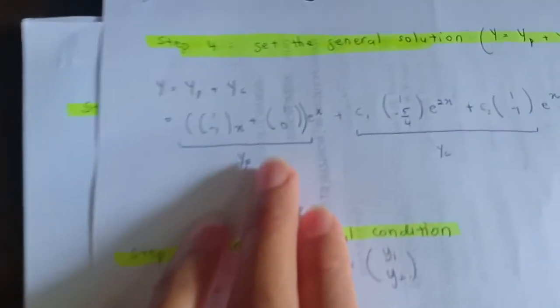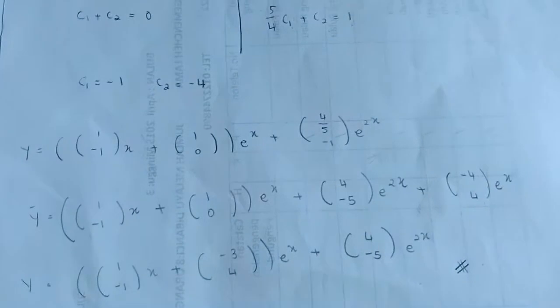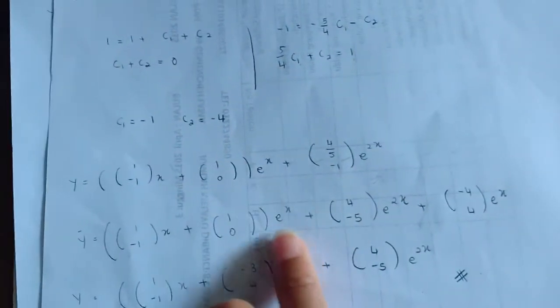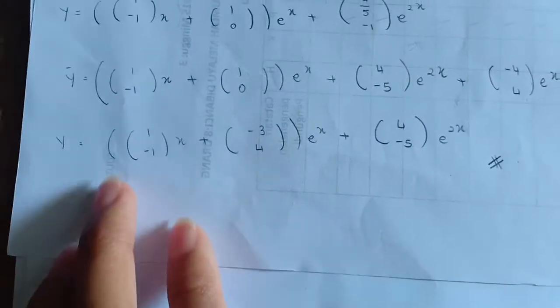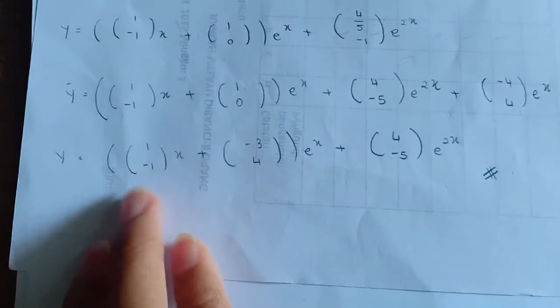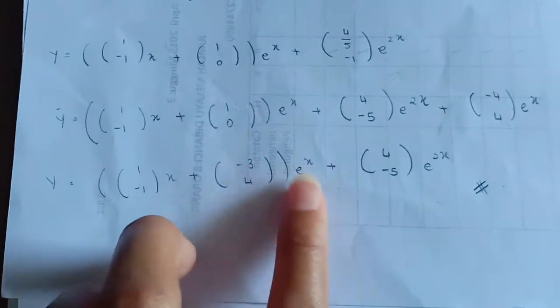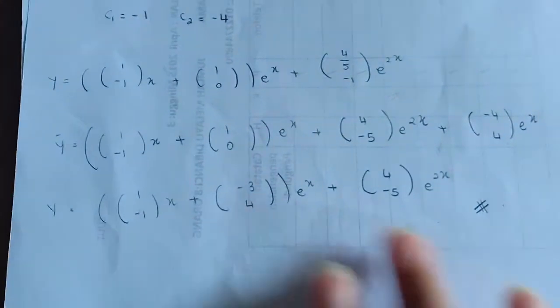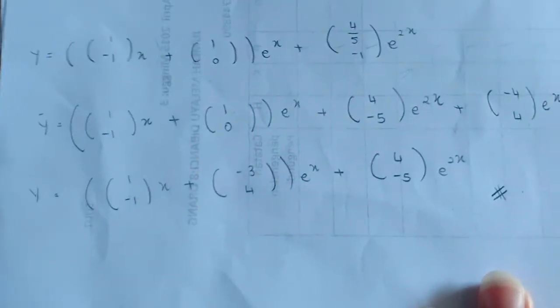Okay, since we get our C1 and C2, we just substitute back into the general solution, and we get this. I just simplify here because it has the same term here, so we can just add and get our solution. y equal to 1 -1x plus -3 4 ex plus 4 -5 e2x. So this is our solution to our exercise 3C.